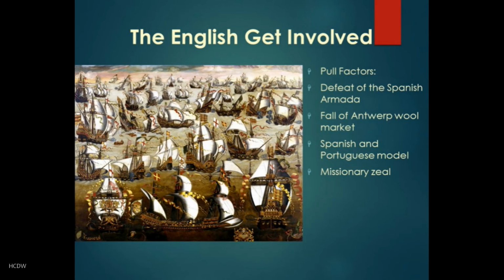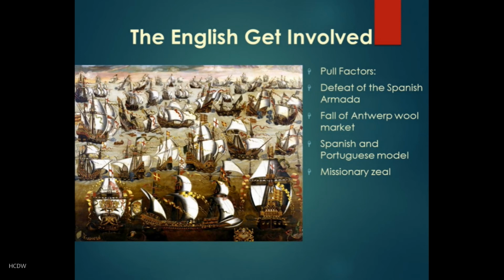Another factor was the fall of the Antwerp wool market in 1551. The English economy was almost entirely reliant on one product, wool. And in 1551, the market in Antwerp crashed. It was just over-flooded with supply. Too much wool coming out of England, and the price plummeted. The English now are desperate to find new markets for their wool, and they begin thinking about Asia.